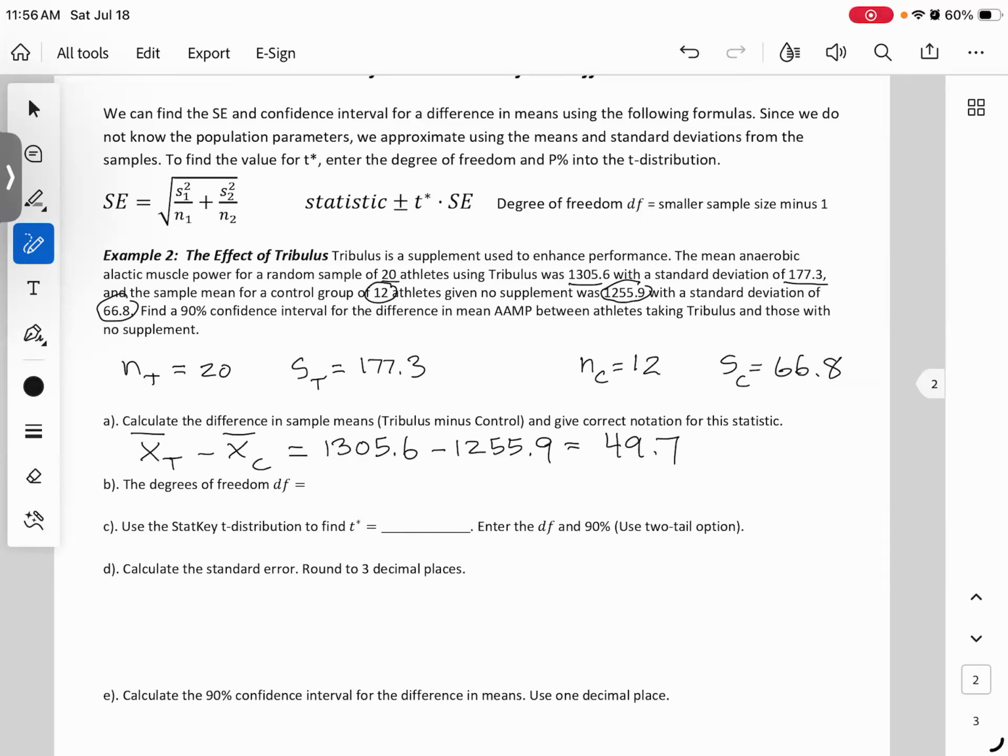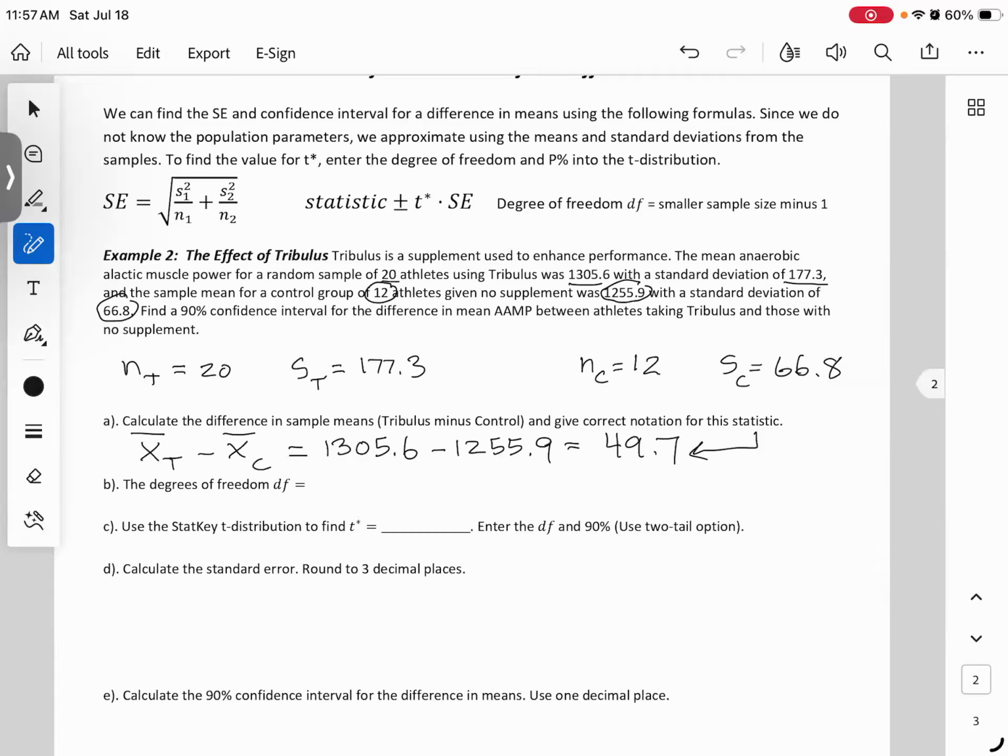So this is something we've done before. Yeah, we've done calculating the difference between sample means. But the 49.7, that's the statistic. There was a difference whenever they compared the two groups. But now, again, the reason why we do hypothesis tests is to see whether that was a fluke or not. The reason why we do confidence intervals is to see whether zero is plausible or not.